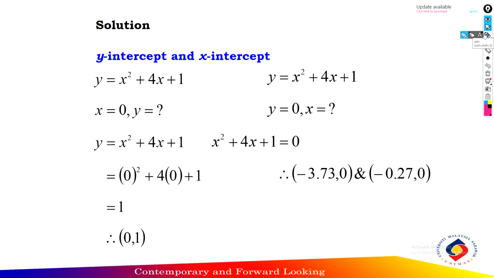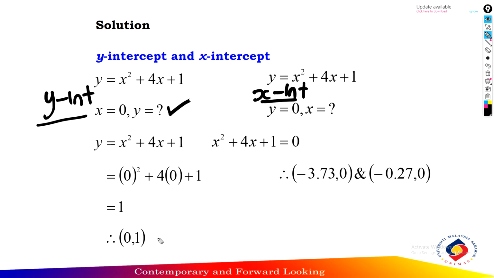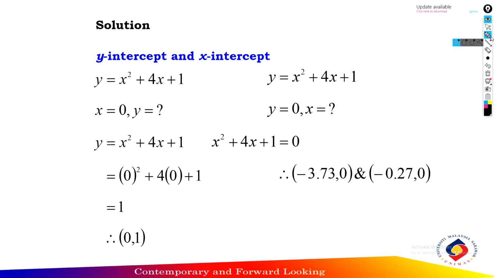And find the intercepts of the function, the x-intercepts and the y-intercept. For the y-intercept, x equals 0, so find the value of y, giving (0, 1). For the x-intercept, y equals 0, find the value of x, which equals -3.73 and -0.27. Okay, and last you sketch the graph of the quadratic function.